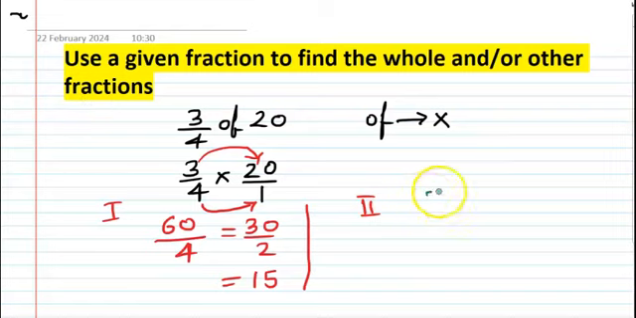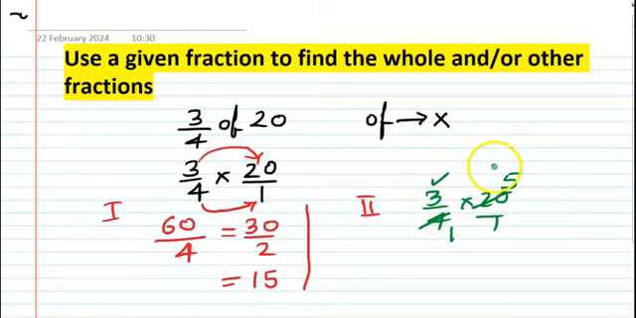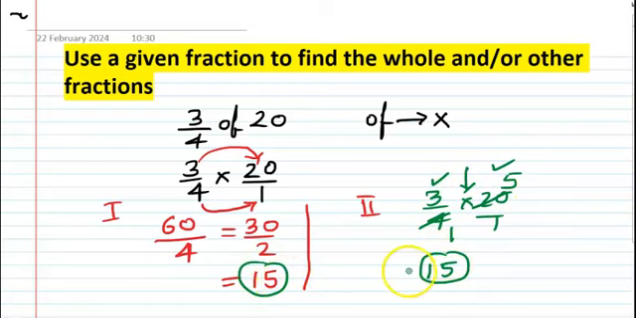Second method is it was 3 over 4 of 20 and there was 1. We can cancel it. 4 times 1 is 4 and 4 times 5 is 20. So we have cancelled 20 by 4. And remember, whenever you are cancelling, one number has to be in the numerator and the other number has to be in the denominator. And there should be a multiplication sign in between. Now what is left? 3 and 5. And what is the sign here? Times. So 3 times 5 is 15. So in both cases, you are getting 15. Is that okay?